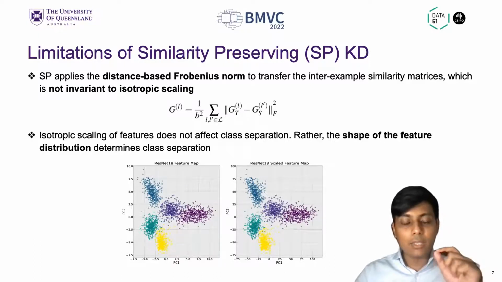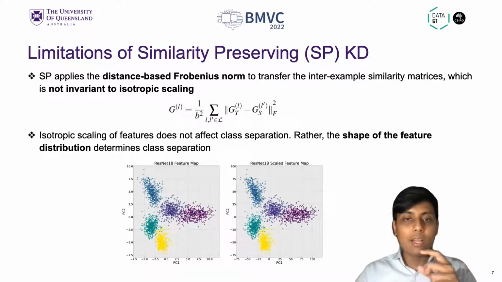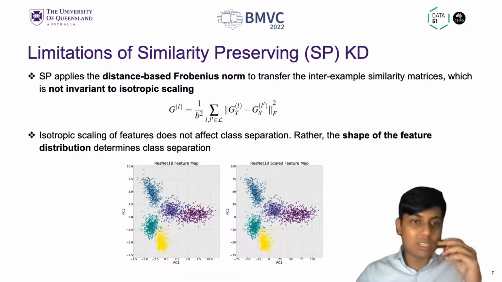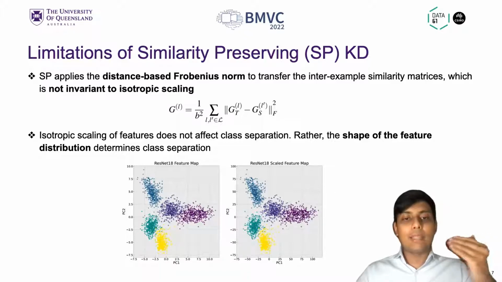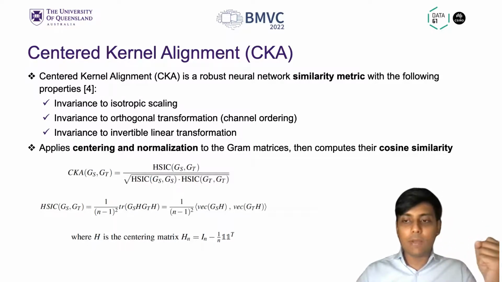So punishing a student for having features of a different scale is not actually beneficial, it's in fact detrimental to the student. Rather, the shape of the feature distribution is what determines class separation, and that's what we should be really focusing on. So the centered kernel alignment, CKA, is what comes in with that property that we were after.